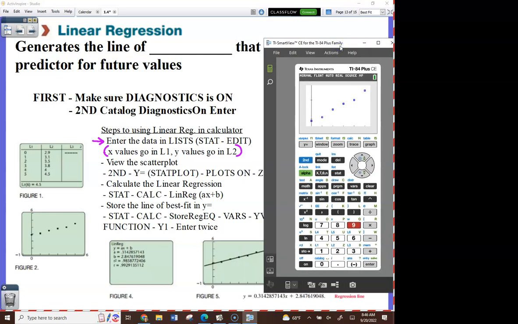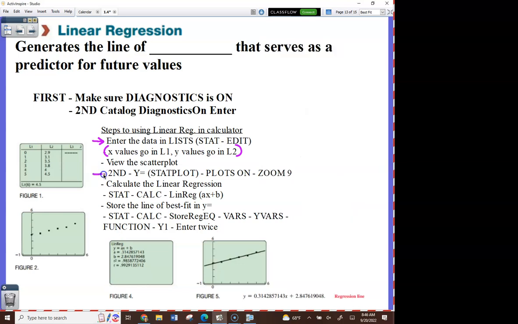So right here, where it says view the scatter plot, I'm trying to simplify this. That is done by these steps, okay? And it was zoom 9 because that says stat. This should be kind of self-explanatory. It's a statistics problem. Now we're going to calculate the linear regression. That is done by these steps.